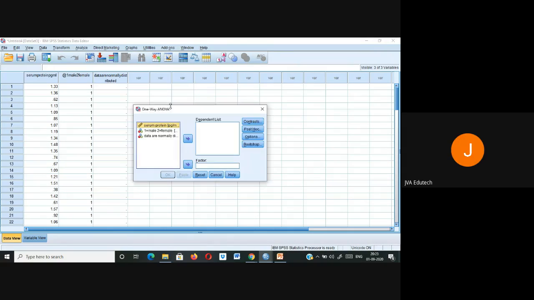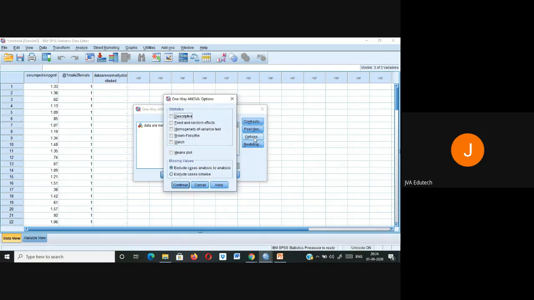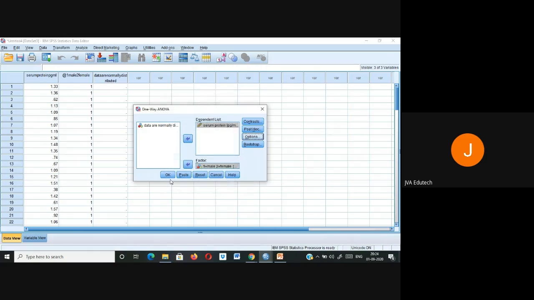Select serum protein, and in the factor list you have to select the male and female genders, because now you have two independent groups, so you have to check whether your data is homogeneously distributed in those groups or not. Click on options. You will find this homogeneity of variance test. Click continue.